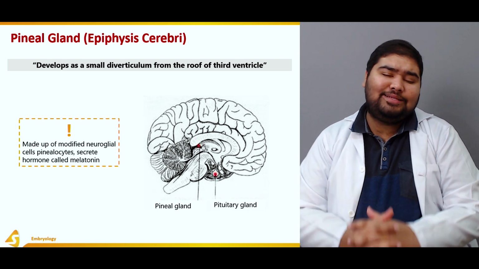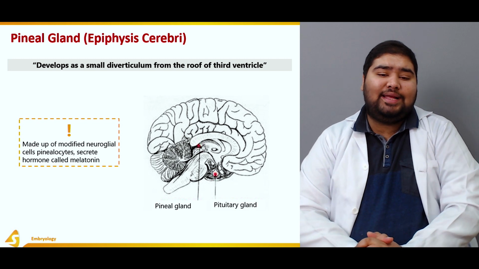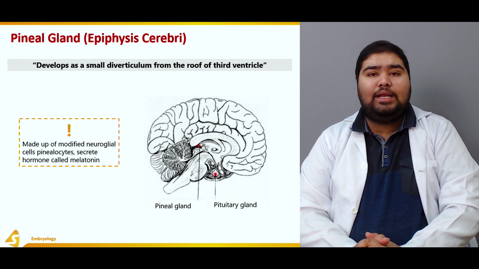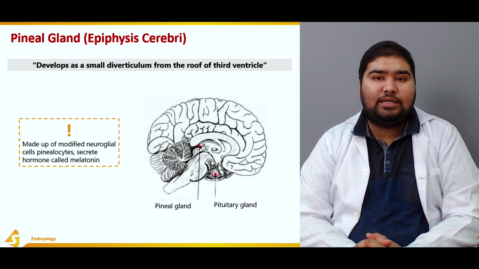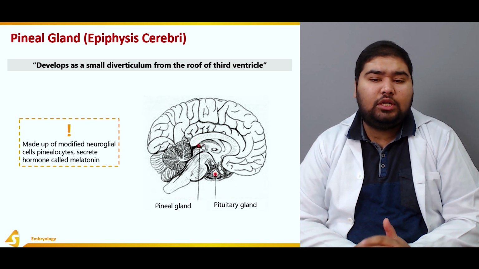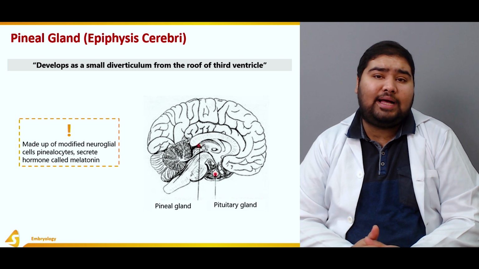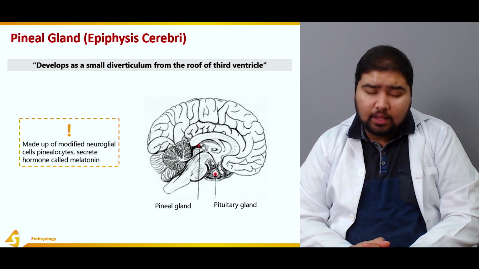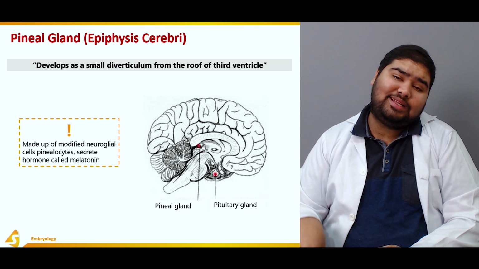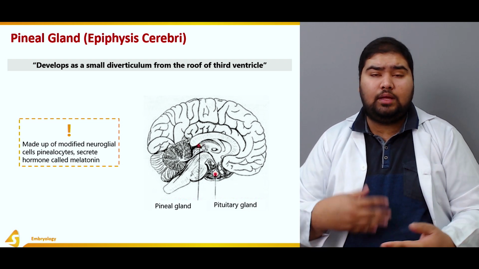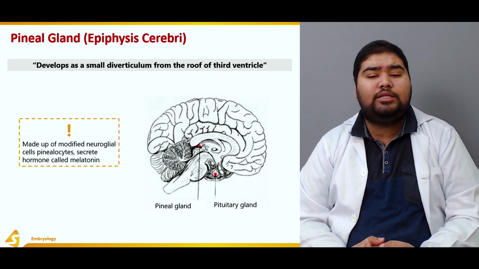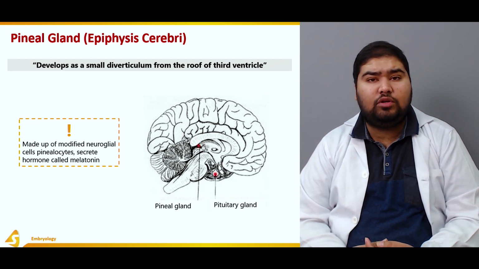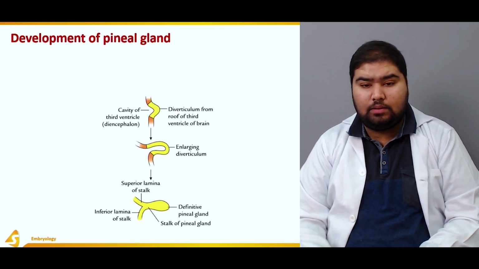So, a pineal gland is made up of modified neuroglial cells, which are known as the pinealocytes. The pinealocytes secrete a hormone called melatonin. So, we're talking about neuroglial cells. Neuroglial cells are actually supporting cells of the brain. Some of the neuroglial cells in this region undergo differentiation to form pinealocytes. These pinealocytes are responsible for the secretion of the hormone known as melatonin.